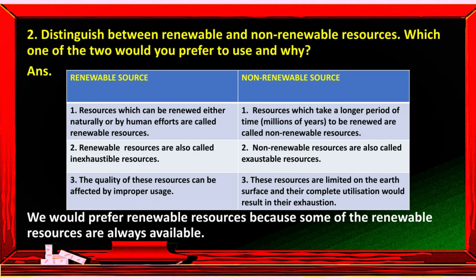2. Distinguish between renewable and non-renewable resources. Which one of the two would you prefer to use and why? Answer. 1. Resources which can be renewed either naturally or by human efforts are called renewable resources. Resources which take a longer period of time, millions of years, to be renewed are called non-renewable resources.